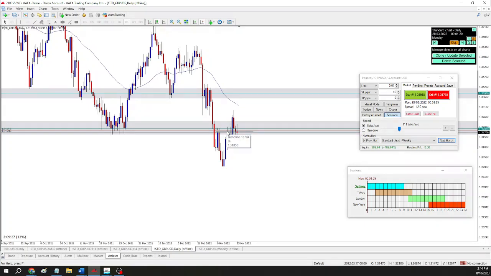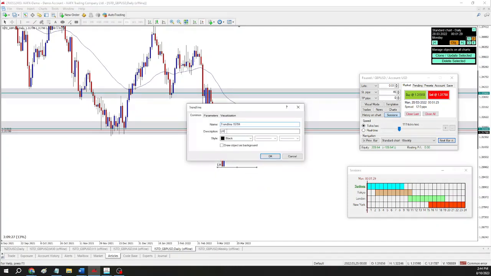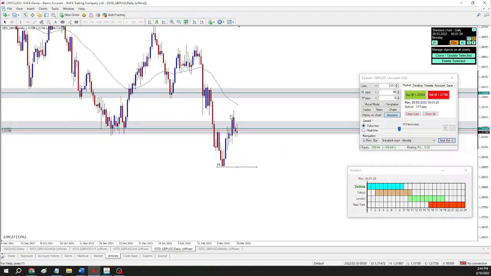It broke this line, so now this is going to be a higher low. And then this is a higher high right here.